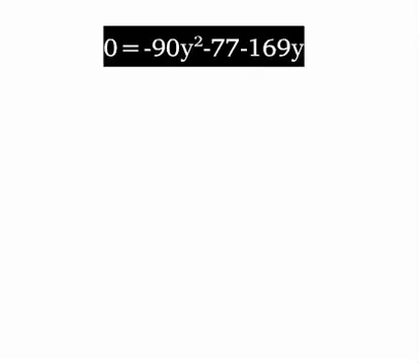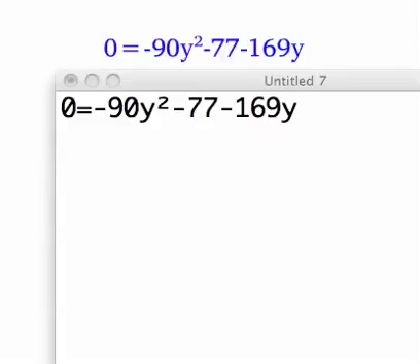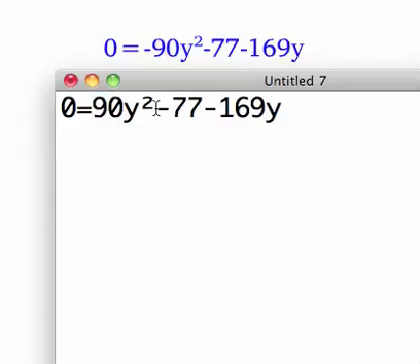Alright, so let me just copy that. I'm going to put it into a nice text box. Okay, here we go. First of all, I would like to get rid of this negative, so I'm going to divide everything by negative 1. If I divide the left-hand side by negative 1, I get 0. And if I divide this by negative 1, I get positive, positive, and positive.